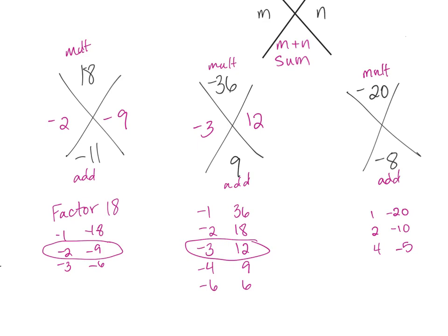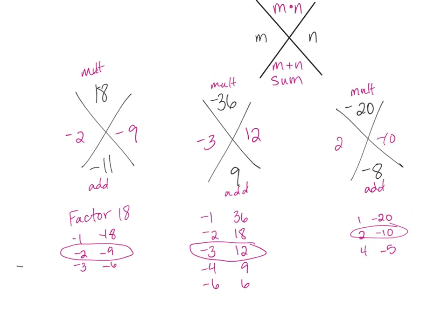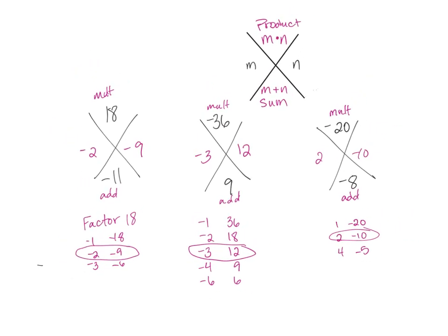So what we have here, 1 plus negative 20 is negative 19. 2 plus negative 10 is negative 8. So that's the pair that I want. So hopefully that helps give you more of a process for that and helps you out with those negatives.